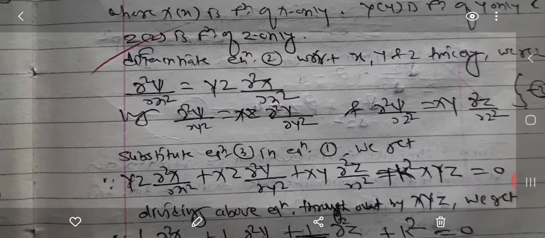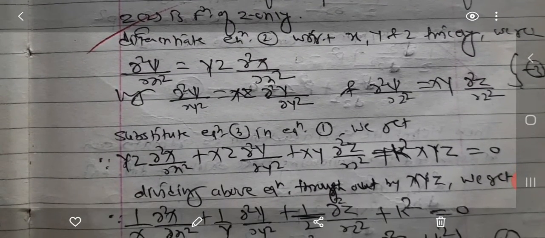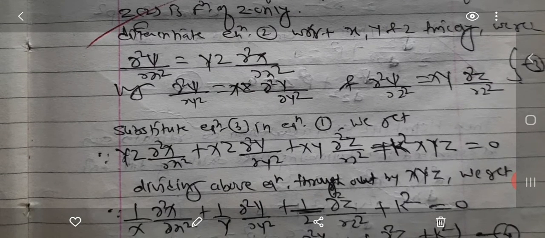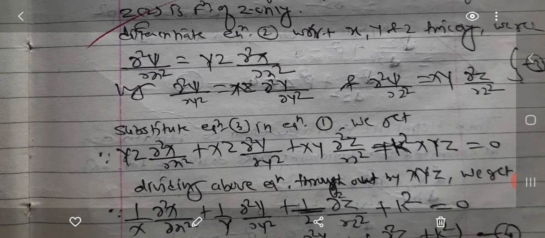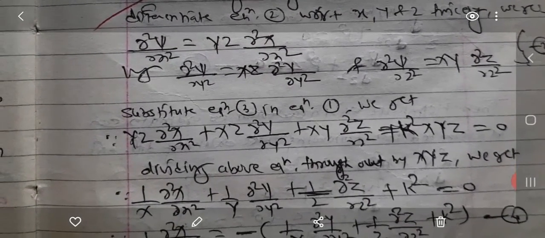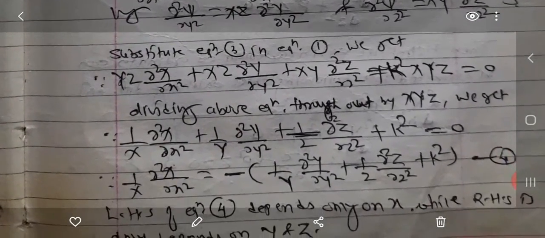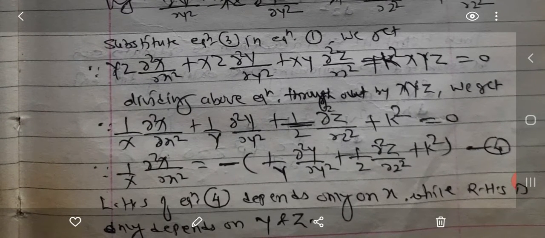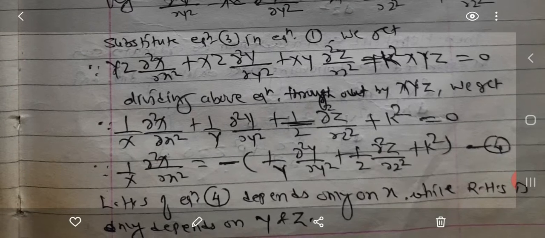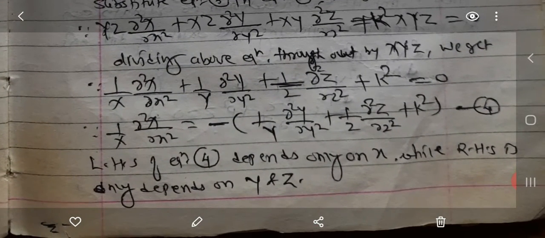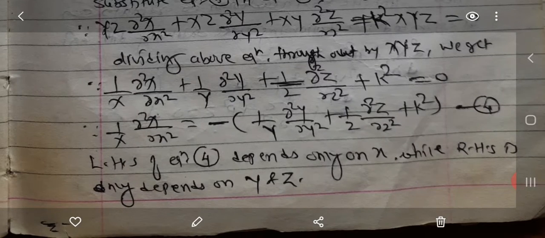Substituting this in equation 1, we get YZ ∂²X/∂x² plus XZ ∂²Y/∂y² plus XY ∂²Z/∂z² plus k square XYZ equal to 0. Dividing the above equation throughout by XYZ, we get 1 upon X ∂²X/∂x² plus 1 upon Y ∂²Y/∂y² plus 1 upon Z ∂²Z/∂z² plus k square is equal to 0.